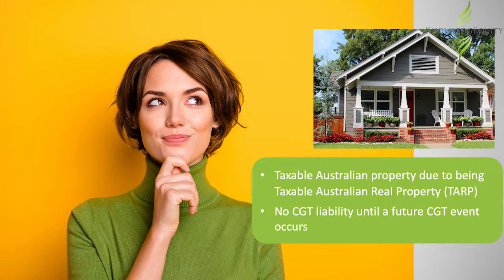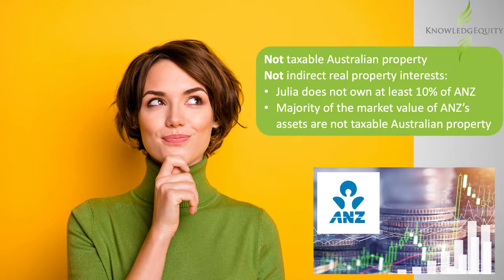In Julia's case, her Melbourne house is real estate in Australia, so it is clearly taxable Australian property. She will potentially be liable to pay CGT when this house is later sold. However, ANZ Bank shares are not inherently taxable Australian property, as they are not regarded as indirect Australian real property interests. They would only be indirect Australian real property interests if Julia owned at least 10% of ANZ, and the majority of ANZ's assets were taxable Australian property, such as Australian real estate. Here, neither of these conditions are fulfilled.